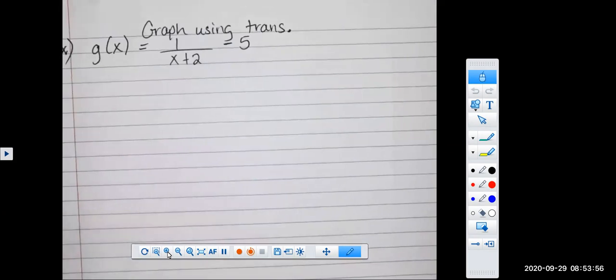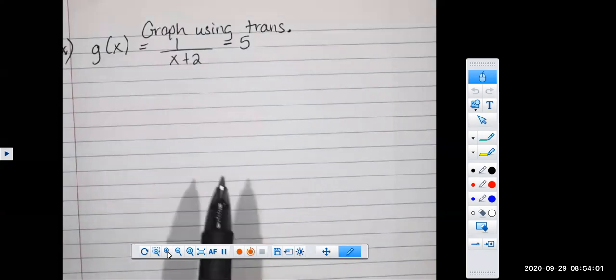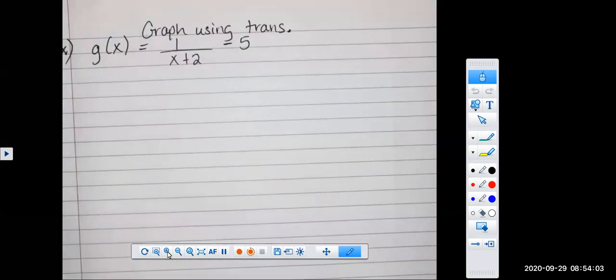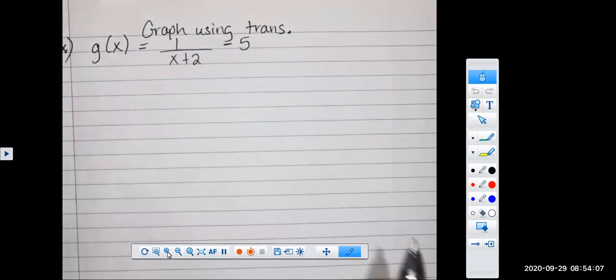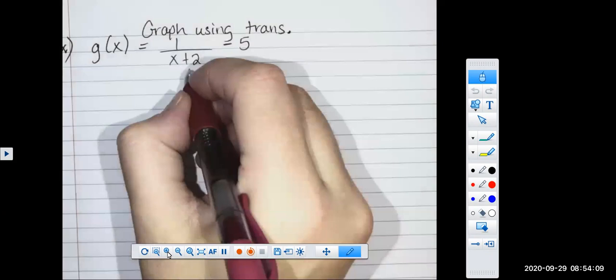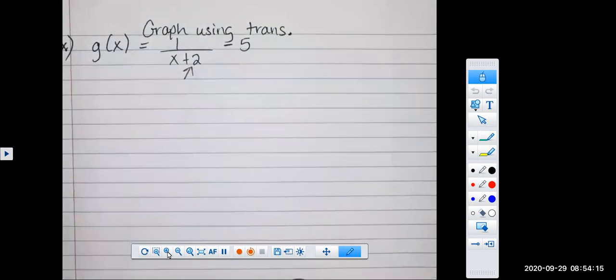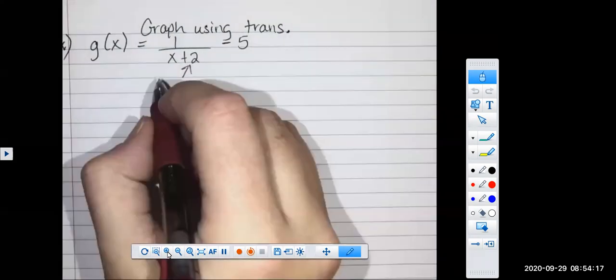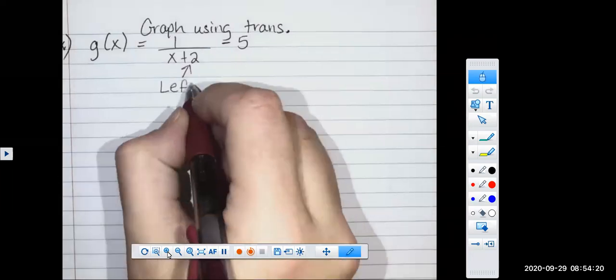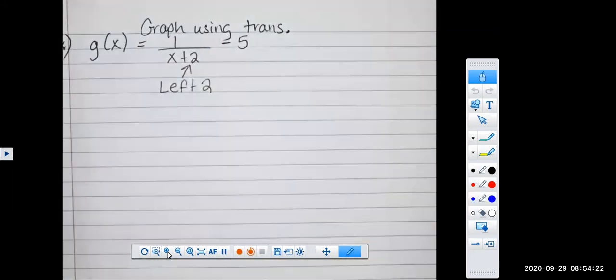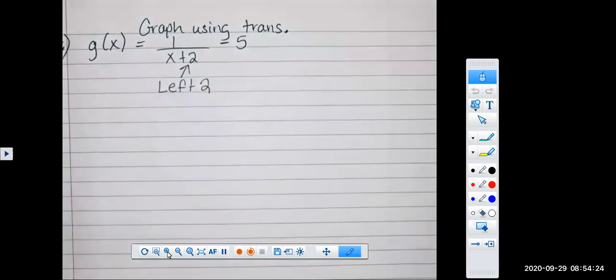All you need to remember is that a number added or subtracted specifically with x moves your graph which 2 ways? It's going to move it left or right, and it's opposite of what you think. When it's with x, it's opposite of what you think. So this is going to move your graph actually left 2 places, and tell me which one it's going to transform.